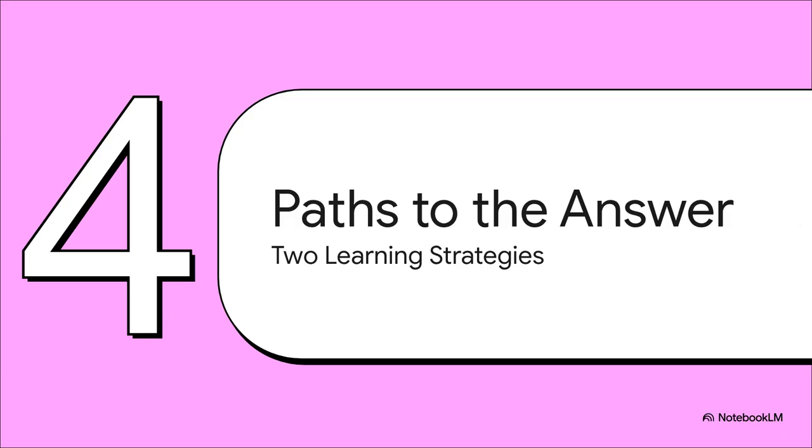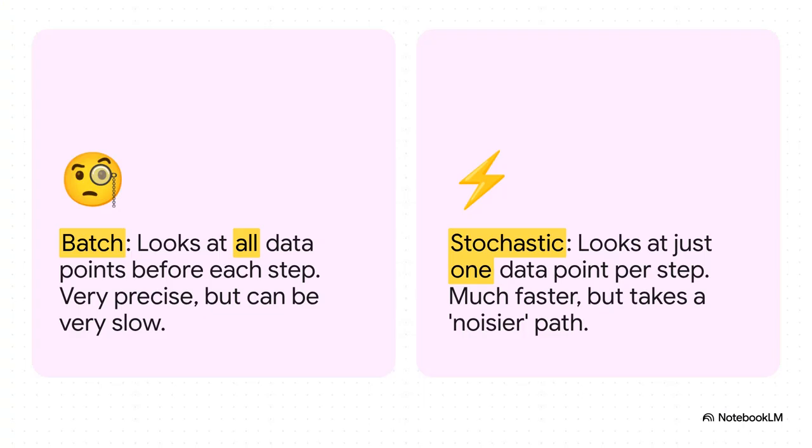What's really interesting is that there's not just one way to do this whole walking downhill thing. The algorithm can actually use a couple of different strategies for its journey, and each one has its own pros and cons. Yeah, let's stick with our hiker analogy. First, you've got batch gradient descent. This is the super careful, methodical hiker. Before taking even a single step, it stops and looks at every single data point we have, every house, to calculate the absolute perfect downhill direction. It's incredibly precise, but as you can imagine, it's also incredibly slow.